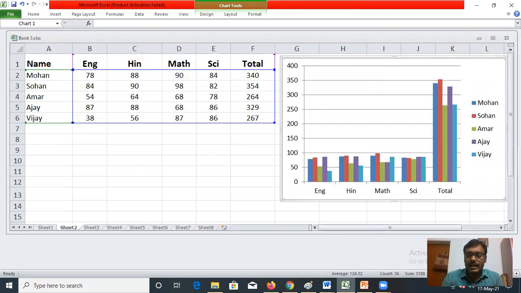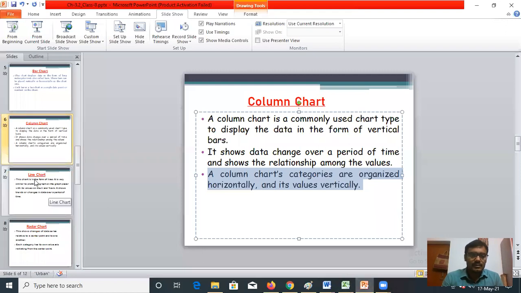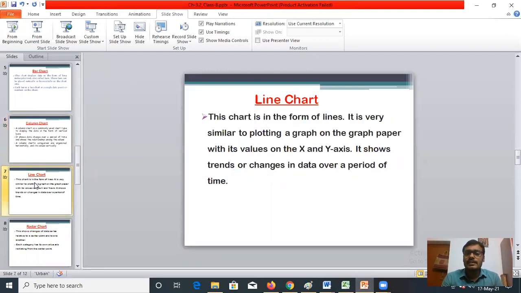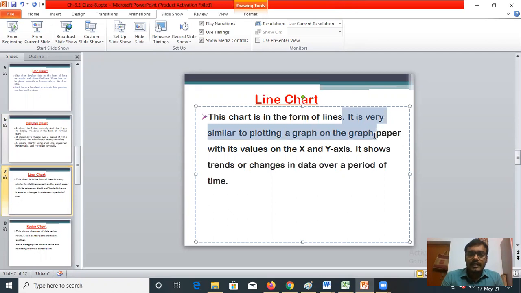Now coming to the third type, line chart. This chart is in the form of lines and it is very similar to plotting a graph on graph paper. You have used graph paper and plotted some graph, so it is very similar to that, with its value on the x and y axis. It shows trends or changes in data over a period of time.